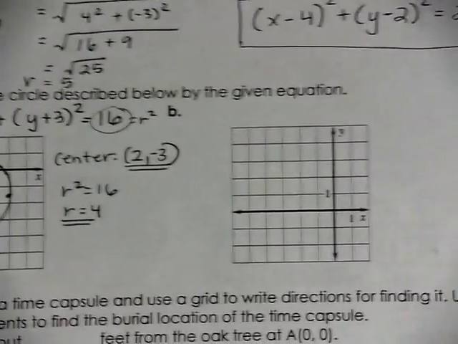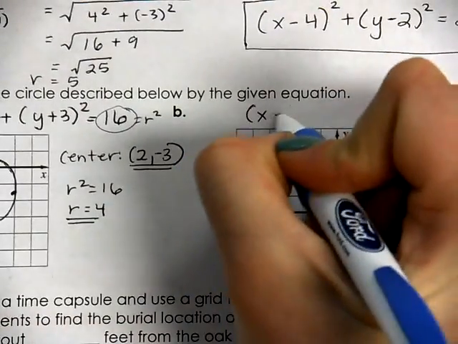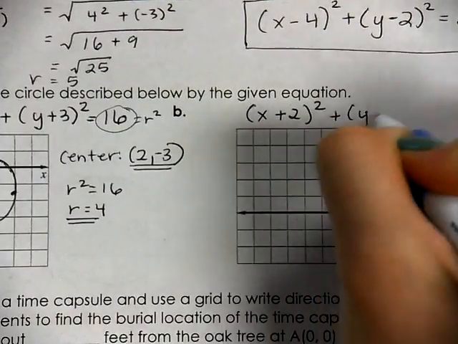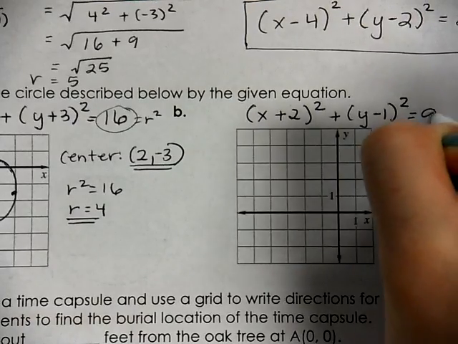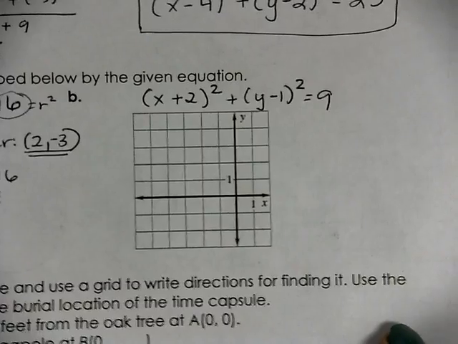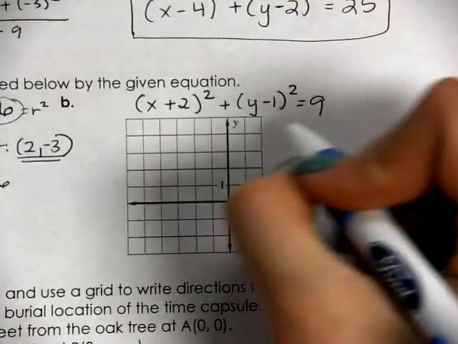For B, let's graph the equation. X plus 2 squared plus y minus 1 squared equals 9. Go ahead and graph this equation on your own right now and pause the video. Now that you've tried this on your own, let's take a look at this.